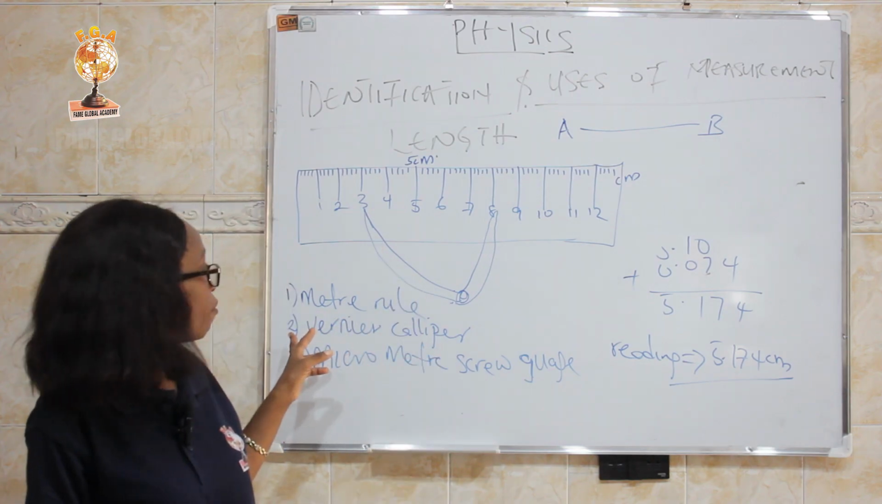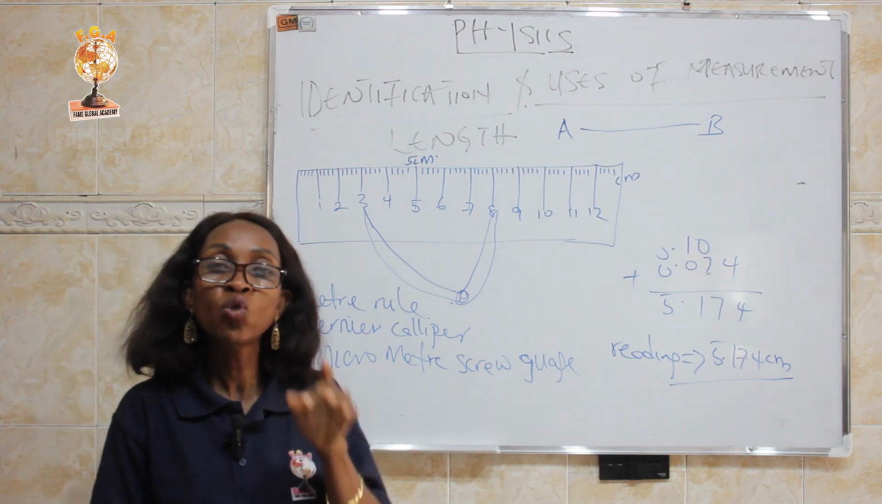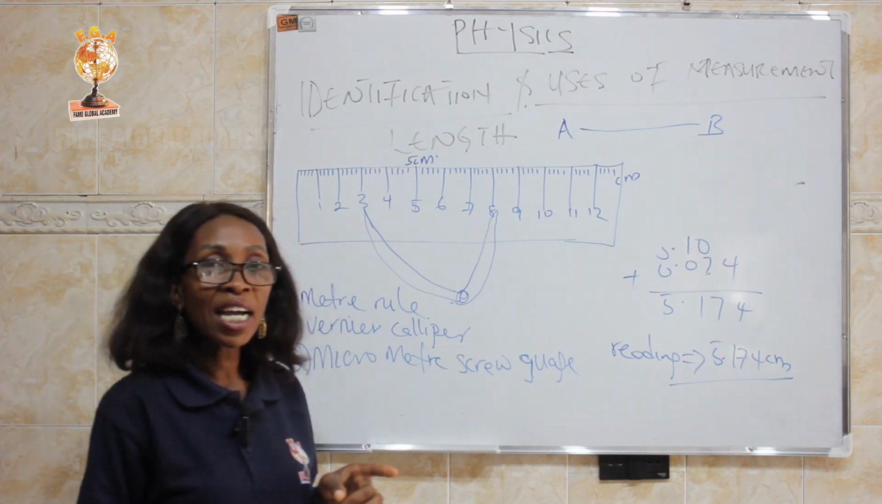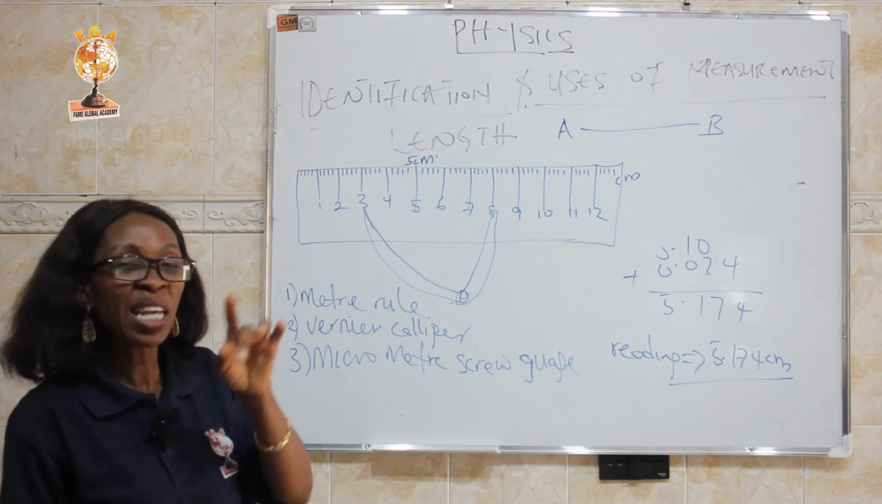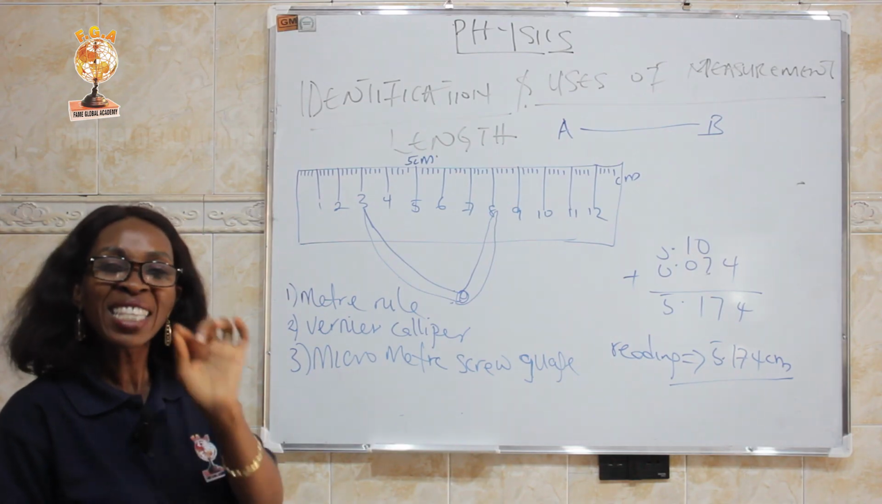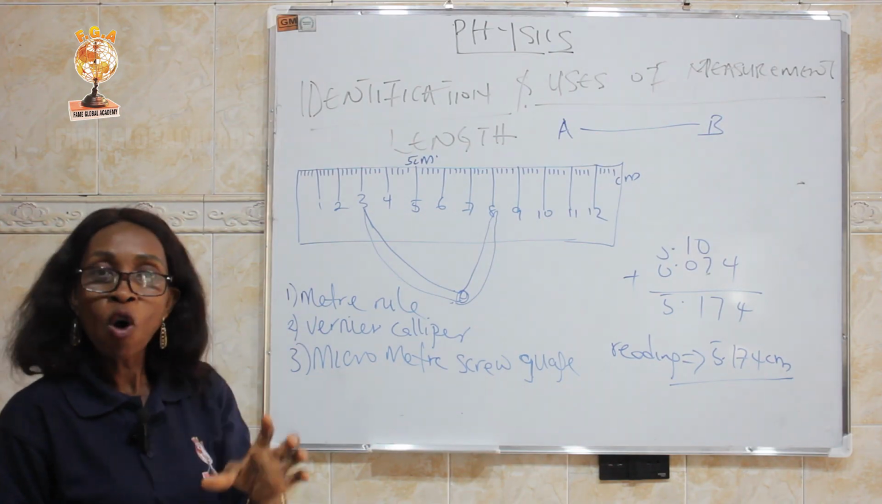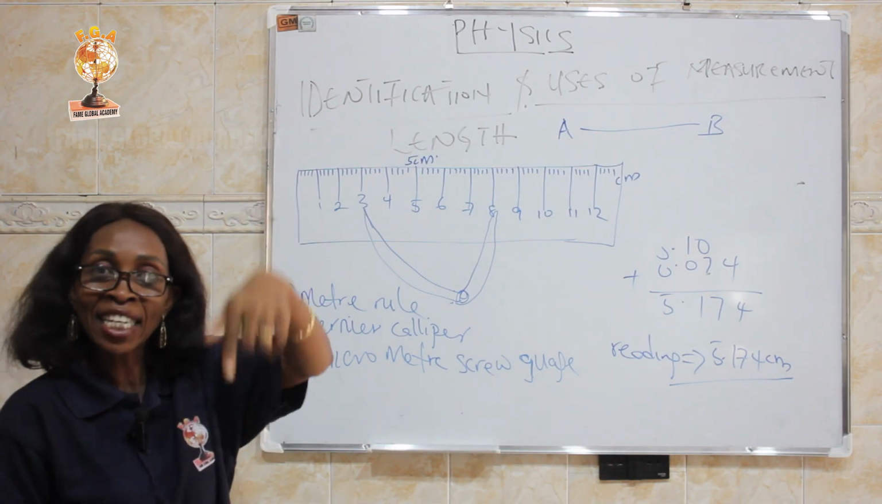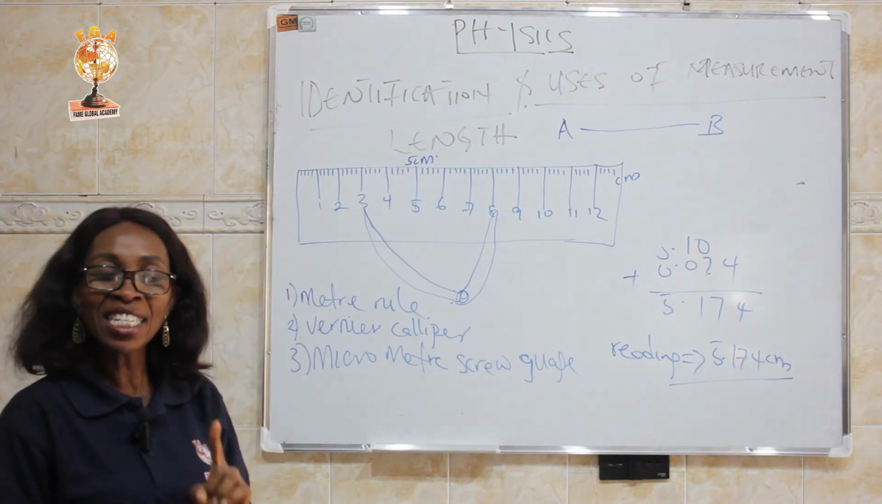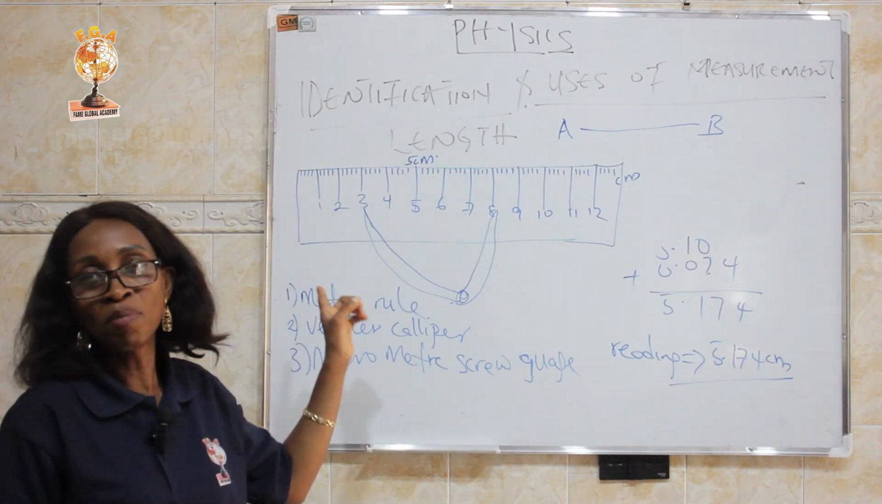And then the vernier caliper is also an instrument to measure length. The vernier caliper measures the length or the diameter of objects that are not straight in nature, like a tube or a rod. The diameter, both internal and external. And I said it is more accurate than the meter rule.